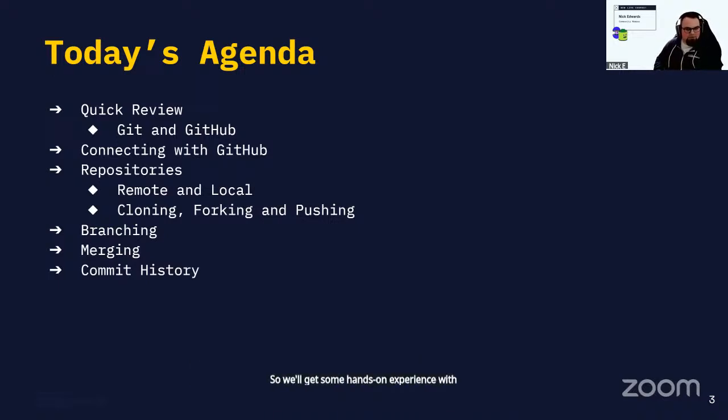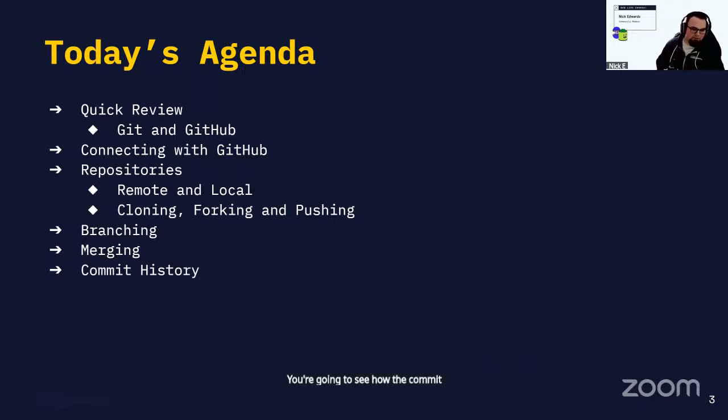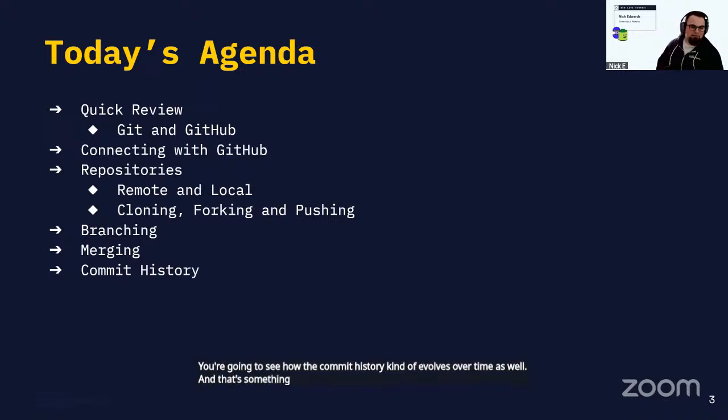And then throughout the session, you guys are going to see that when we create branches, when we do merges, when we create commits, you're going to see how the commit history kind of evolves over time as well. That's something really interesting and very important to learn when you're using Git.